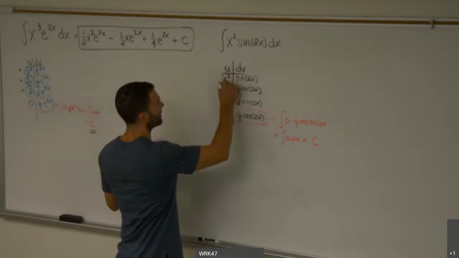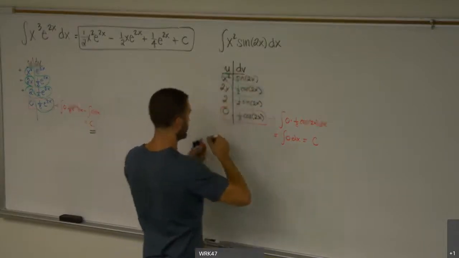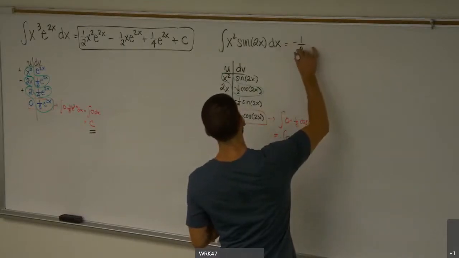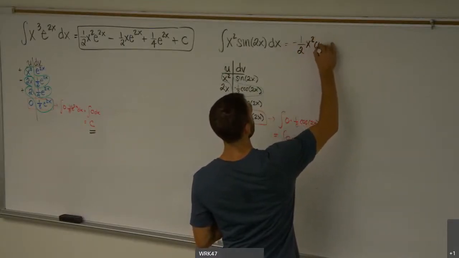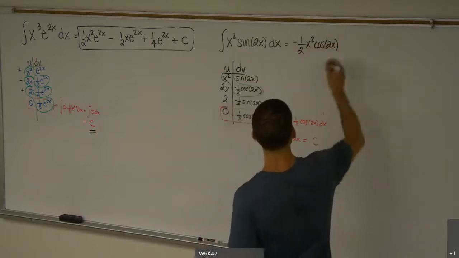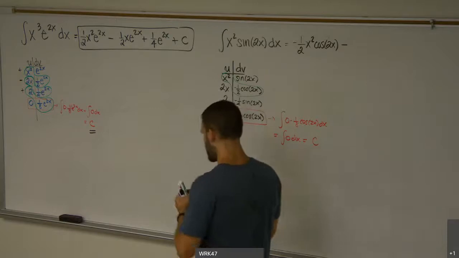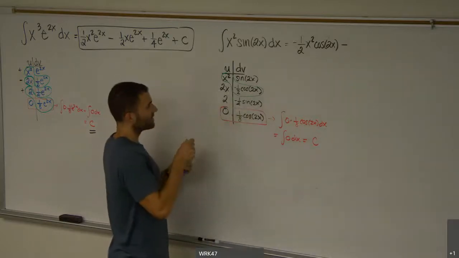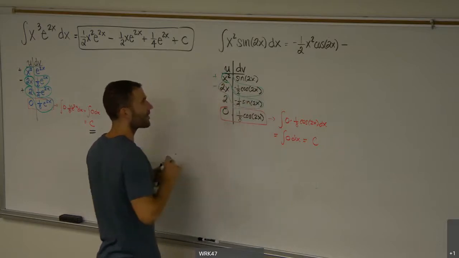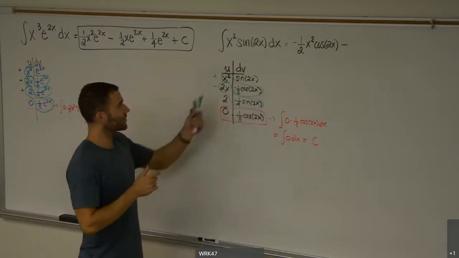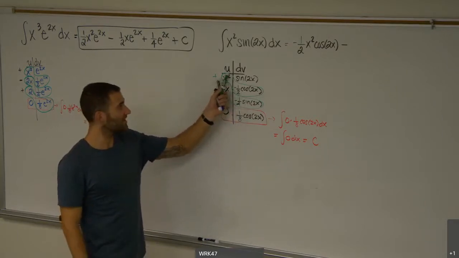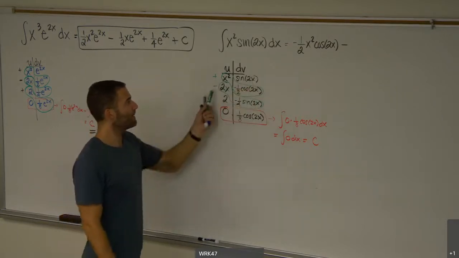You get your first u and v. That's going to be negative 1/2 x squared cosine of 2x. That product. Minus, because it's going to alternate sign, this product. So plus that product, minus, and the reason it's negative, even though it's plus here, it's negative because this term was negative. So it's plus this product, which is negative, minus this product.